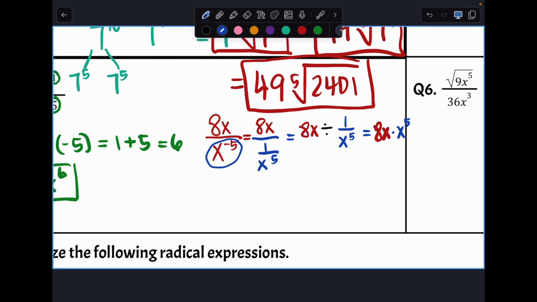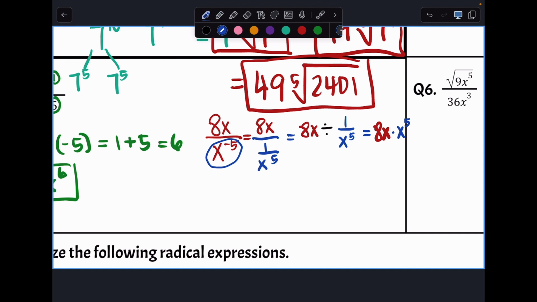That fraction bar also means divide. Do you agree? So if I replace this fraction bar, the blue one underneath the 8x, with the division sign, then I would write it out as 8x divided by 1 over x to the 5th. And when we divide any numbers with fractions, we keep it, change it, flip it. Keep the 8x, change the division to multiplication, and flip this, and I get x to the 5th power. Are we there now? Okay. Then we have 8x times x to the 5th. So how many x's are we multiplying altogether there?